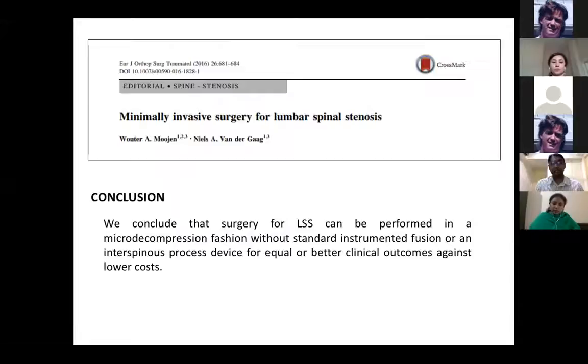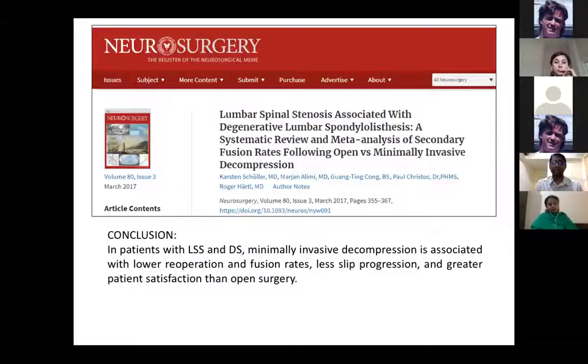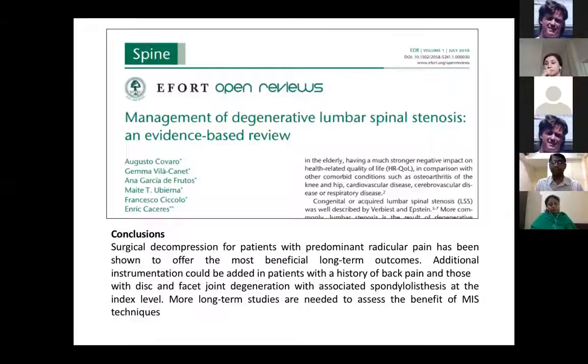Also this study in Neurosurgery Volume 80, 2017, on lumbar spinal stenosis associated with degenerative lumbar spondylolisthesis. It says in patients with LSS and DS, minimally invasive decompression is associated with lower reoperation and fusion rate, less slip progression, and greater patient satisfaction than open surgery. Radicular decompression for patients with predominant radicular pain has been shown to offer the most beneficial long-term outcome. Additional instrumentation could be added in patients with a history of back pain and those with disc and facet joint degeneration with associated spondylolisthesis at the index level. More long-term studies are needed to assess the benefit of MIS techniques.